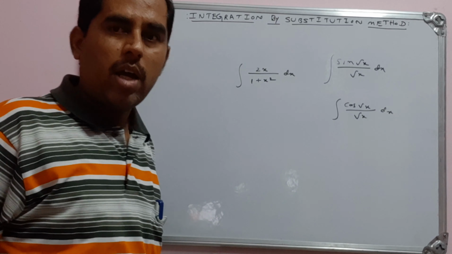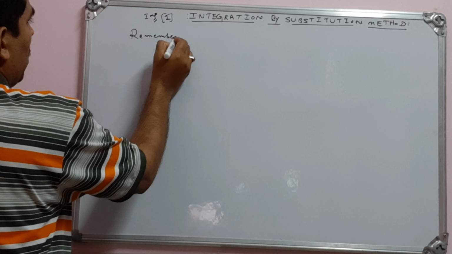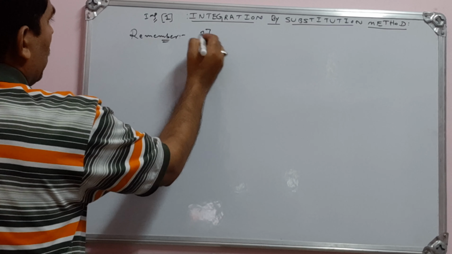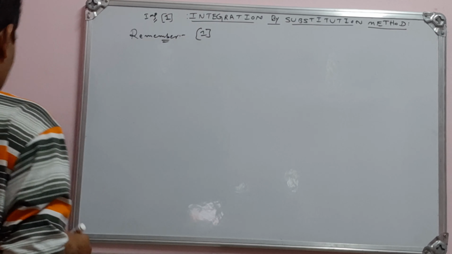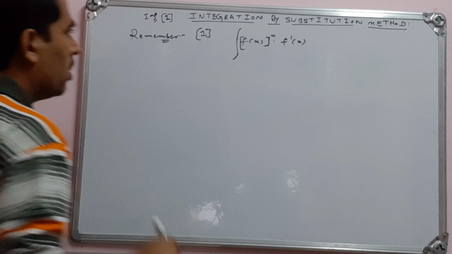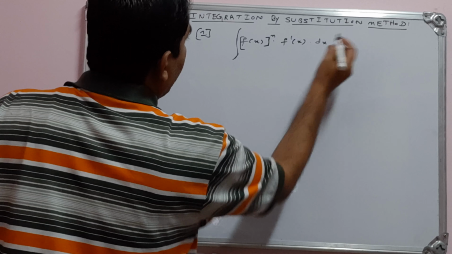What are the standard forms? Let us list that, and afterwards I can take up the examples. Let me explain these problems later. We have to remember some of the standard forms. So what are the standard forms? Very important. If the function is like this, observe this: integration of f of x whole to the power of n into f dash x into dx.